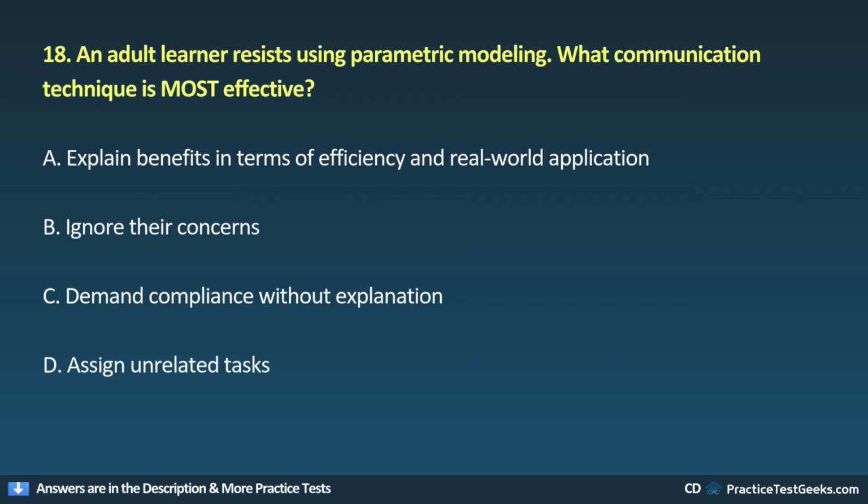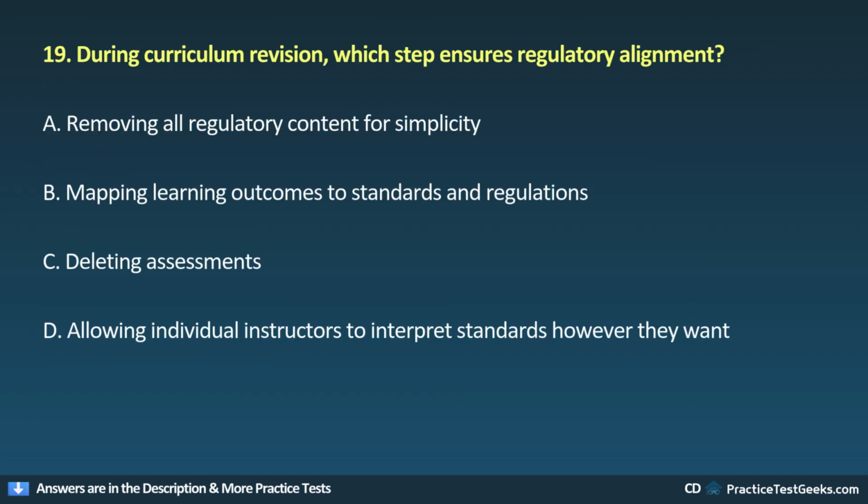18. An adult learner resists using parametric modeling. What communication technique is most effective? A. Explain benefits in terms of efficiency and real-world application. B. Ignore their concerns. C. Demand compliance without explanation. D. Assign unrelated tasks.